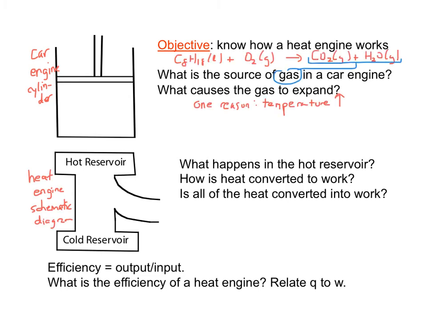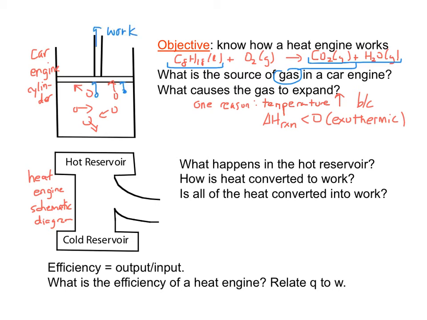And the answers are: gasoline is a liquid of which octane is the main component. This combustion reaction produces gas products. We want the gas to expand so it pushes on the piston to produce work. In the heat engine schematic diagram, the combustion reaction occurs in the hot reservoir.